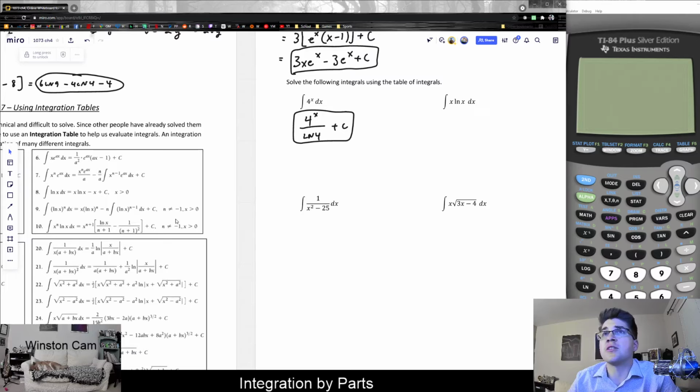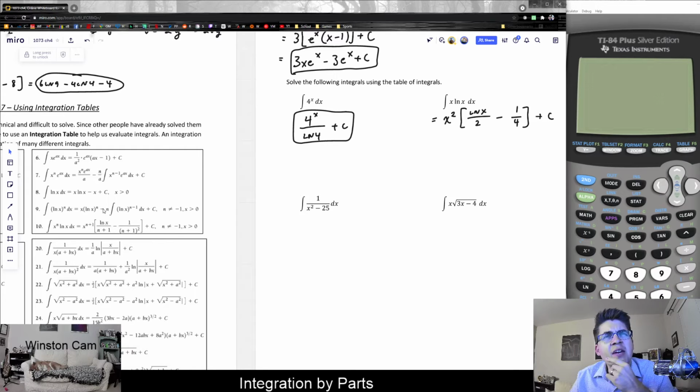Let me scroll out just a little bit so I can look at this while I write. But we would have, so this should be equal to x to the n plus 1, so that would be x squared, because n is 1. And that would be multiplied all by bracket ln x divided by n plus 1, so that would be ln x over 2, minus 1 over n plus 1 squared. So 2 squared is 4, minus 1/4, and all of that should be plus c.